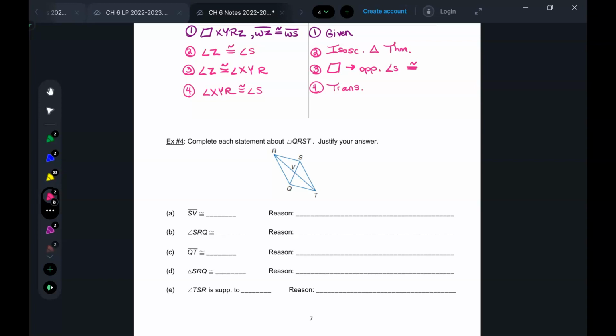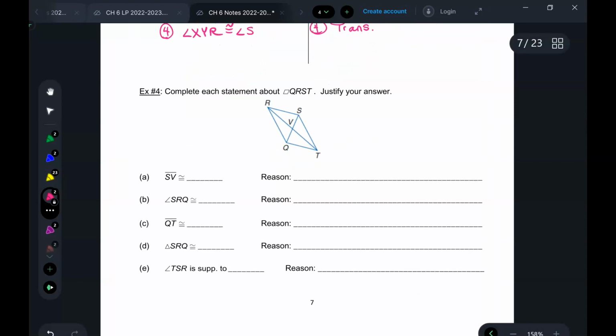SV is congruent to what? SV is congruent to VQ. We need a reason. Diagonals bisect. Good. So in a parallelogram, diagonals bisect each other. Sorry, I know there's not a lot of abbreviating for this one.